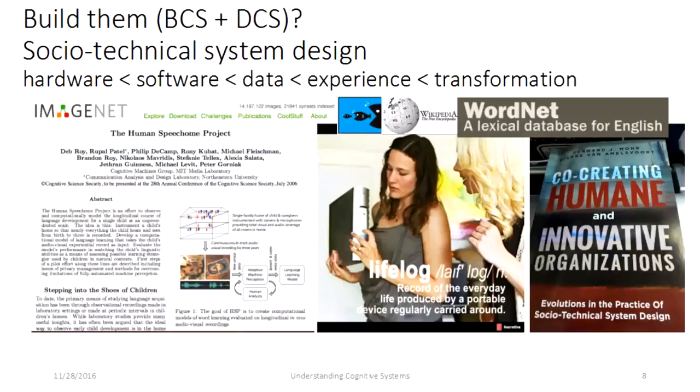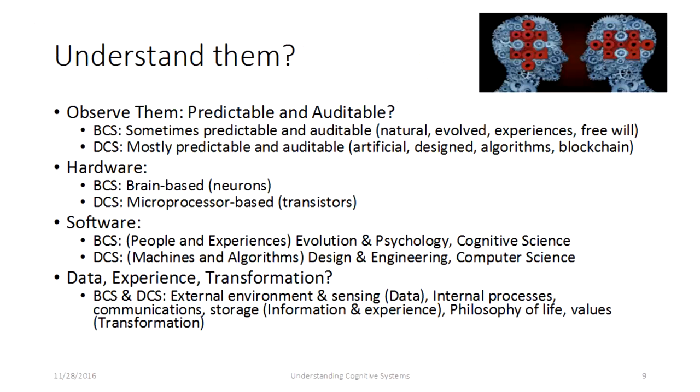But I do want to emphasize in this book here, Co-Creating Humane and Innovative Organizations: Evolution and the Practice of Socio-Technical System Design, that in building practical digital cognitive systems, it's really about fitting them into socio-technical systems. And in order to understand these biological and digital cognitive systems, there are quite a few lessons that can be learned by comparing how we observe biological cognitive systems and how we observe digital cognitive systems, and how predictable and auditable they are. With digital cognitive systems, we hopefully will have much more predictable and auditable systems than we've had in the past with biological cognitive systems, and that has some differences and advantages.